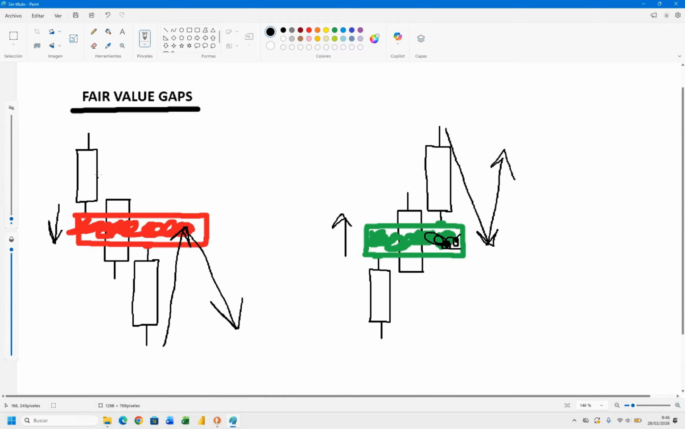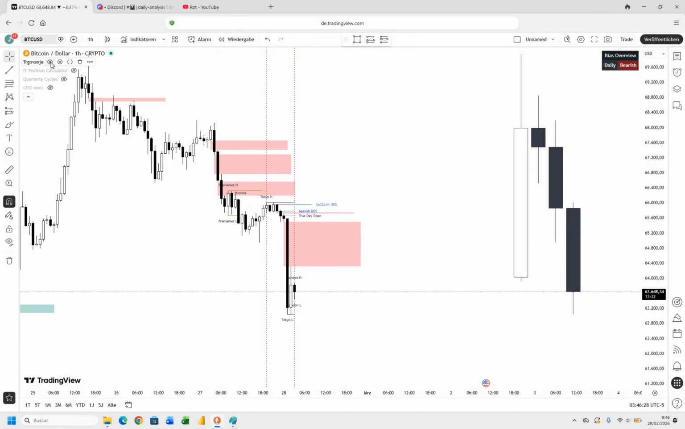So in order to identify fair value gaps, what do we need to do? We have three candles. The colors of the candles don't matter. You can have green, red, in my scenario white, black, whatever. It doesn't matter. What matters is that we have this little gap in between that we can fill with the price. Okay, good. So now let's go to the charts.